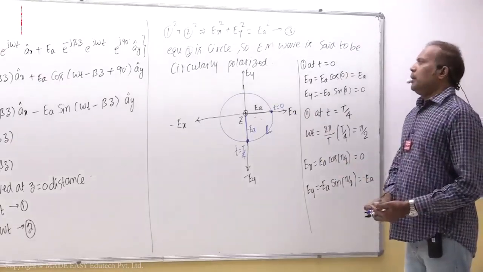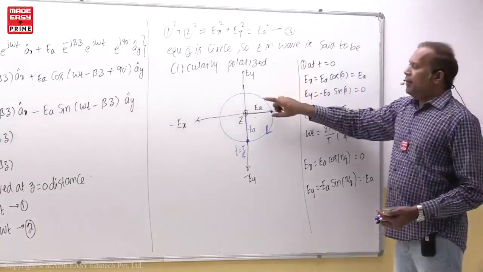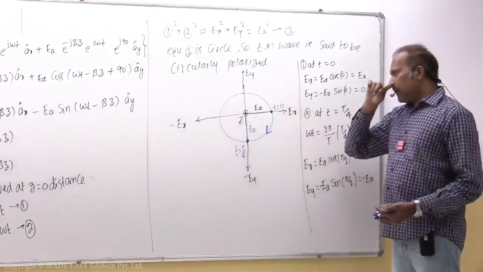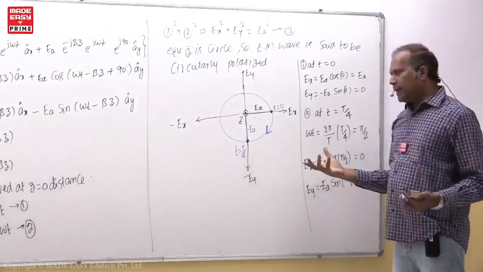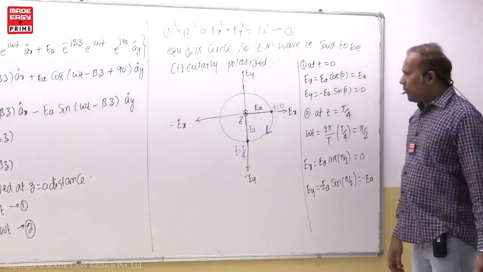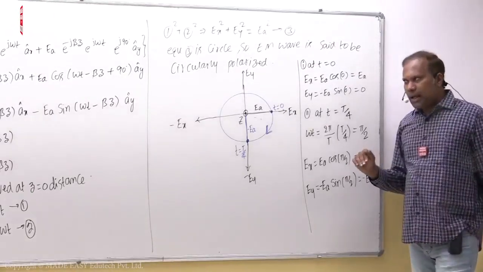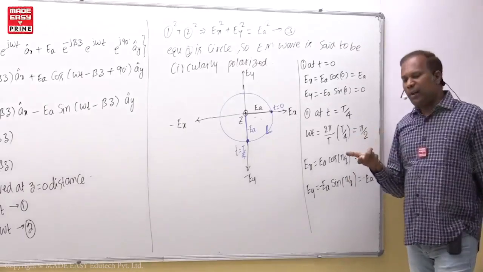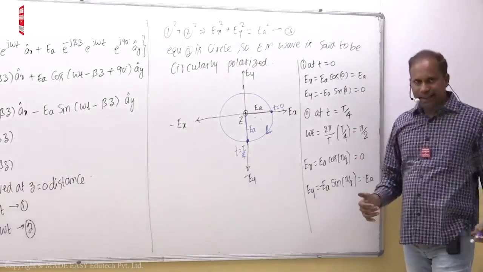Now the resultant electric field shape is a circle, so it is called circular polarization. Now we have to find whether it is left circular polarization or right circular polarization. For that, one method is there.